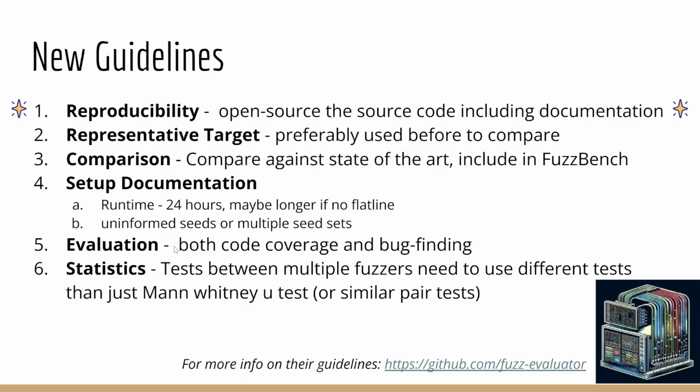Regarding evaluation, they agree that code coverage and bug finding are both important things and both should be mentioned and used to evaluate fuzzers. Finally, statistics. Fuzzing papers need to use them, and they need to use them correctly.